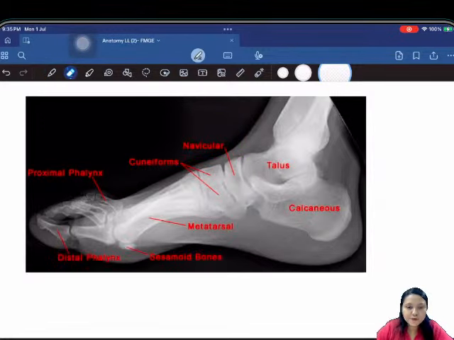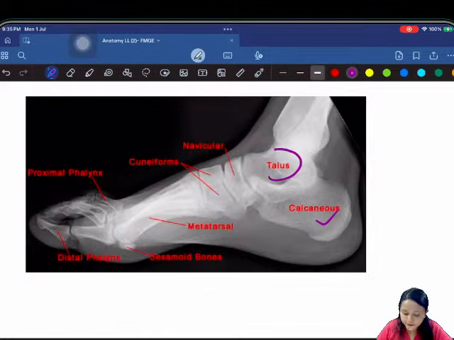So this X-ray is important for your exam. This time they have asked about navicular, next time they might ask about talus. Talus has also been repeated in one of the FMG papers. Identifying the talus is very easy. You just see the calcaneum, and the bone above it is the talus.